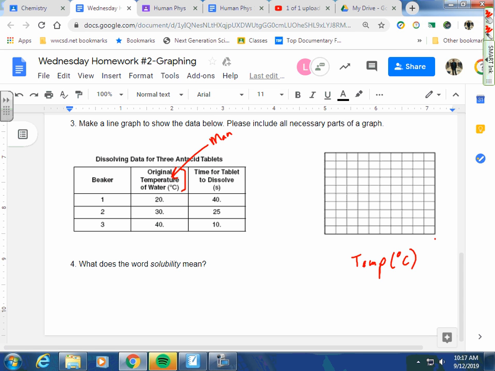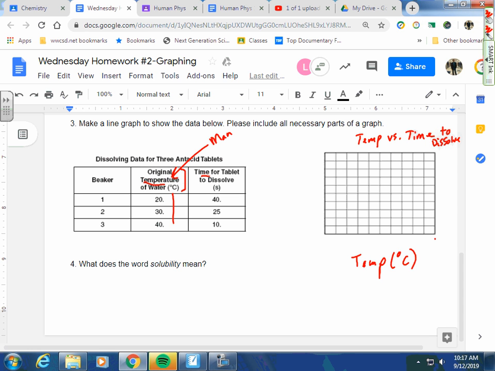We want to make sure we have a title. If you're not sure what the title is, just take the 2 variables: temp versus time. It also tells us that we're dissolving something. Okay? Let's find our scale here.